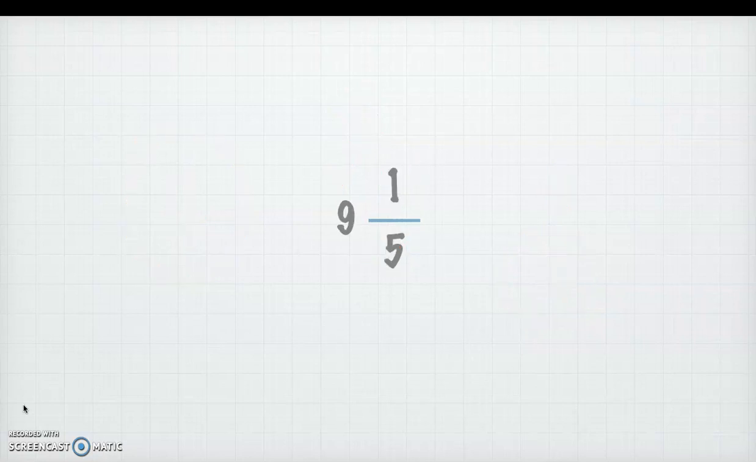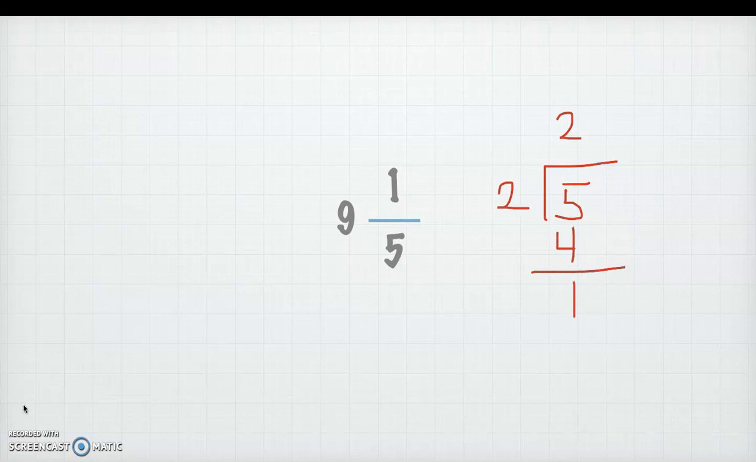My next example is 9 and 1/5. Remember, our first step is to look at your denominator. My denominator is 5. What is half of 5? Some of you are going to say, I don't know what half of 5 is. What you can do is divide that 5 by 2. Let's divide. 5 divided by 2 equals 2, with remainder 1.